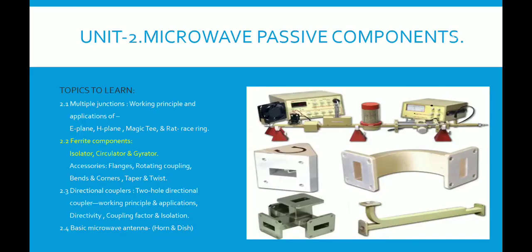So the topic that we learned in the first part was multiple junctions. Next we are moving on to the second part, that is ferrite components. Particularly the isolator, circulator and gyrator will be studied in this presentation.